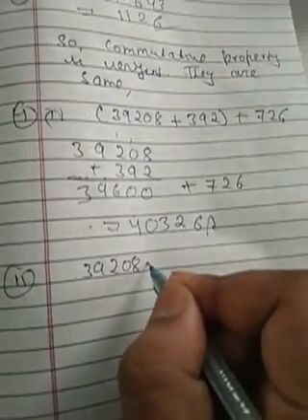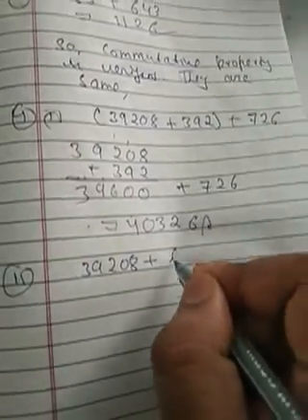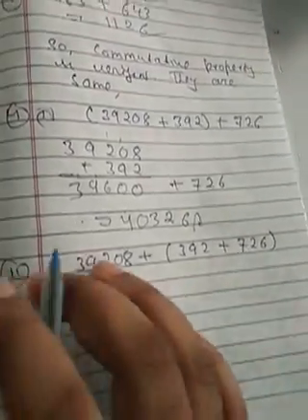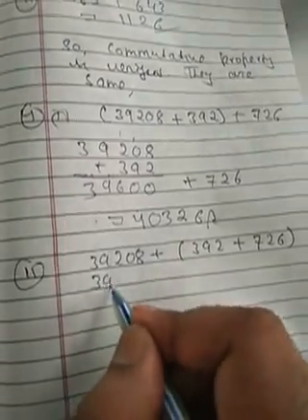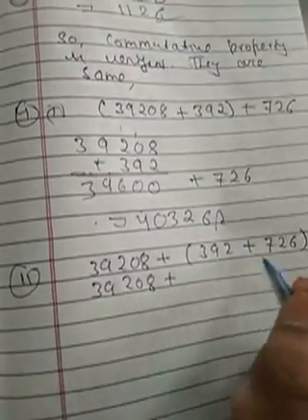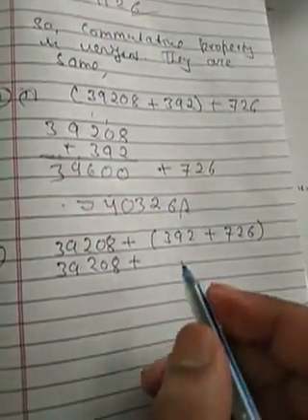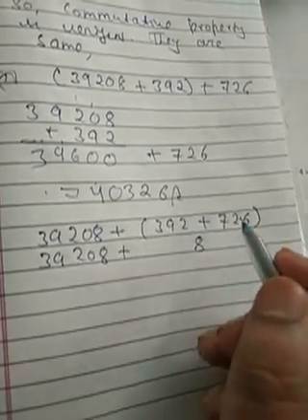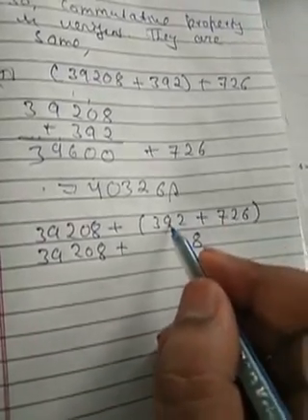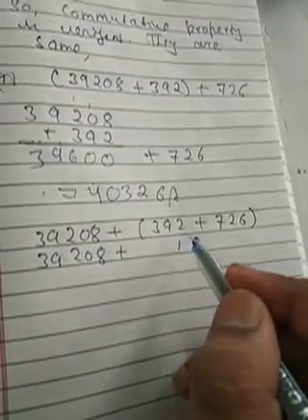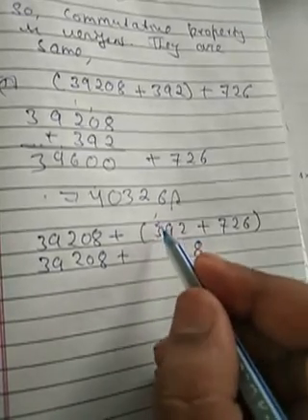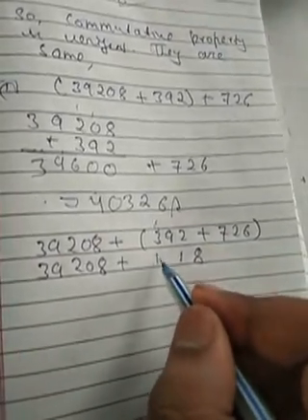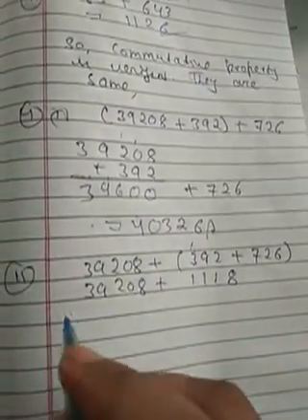Now for the second part, 39,208 plus 392 plus 726. Now 39,208 plus, first we solve the bracket. So this will become 6 plus 2 8, 9 plus 2 11, 1, carry goes 1, 3 plus 1 4, 4 and plus 7, 7 plus 4 11.